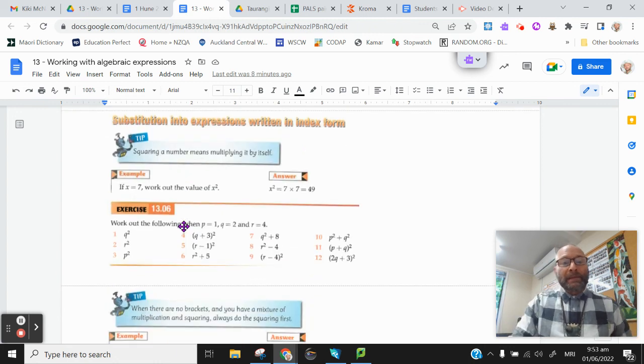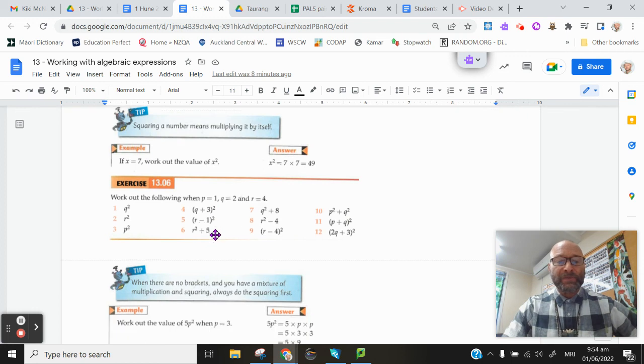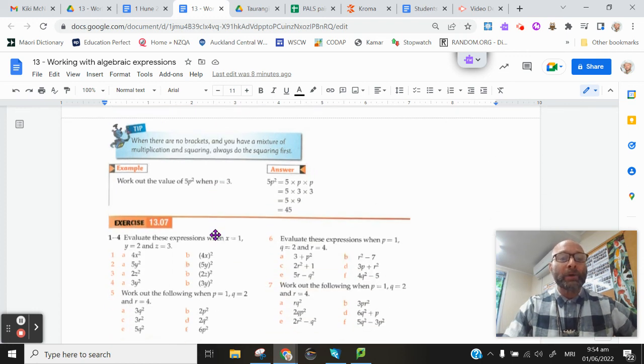Moving on, we're going to talk about substitution into expressions written in index form. And our tip: squaring a number means multiplying it by itself. We should remember that from our last lesson. So if x is 7, x to the power 2 is 7 to the power 2, which means 7 times 7, or 49. We're going to try exercise 1306 as our mahi kura today.